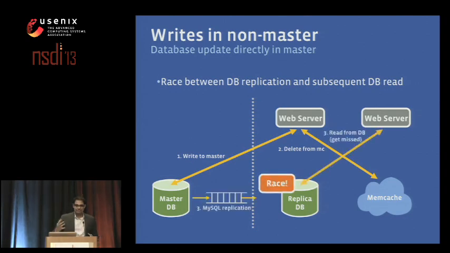But as we've seen, we use MySQL replication to take the data from the master database over to the replica. But there's a race here. If another web server tries to read the data, you don't know which value you have. Do you have the latest value or an old value? Thus we could be setting a potentially stale value back into the cache, again resulting in a permanent inconsistency, which is a very bad thing.